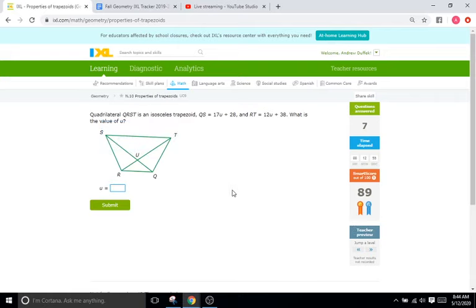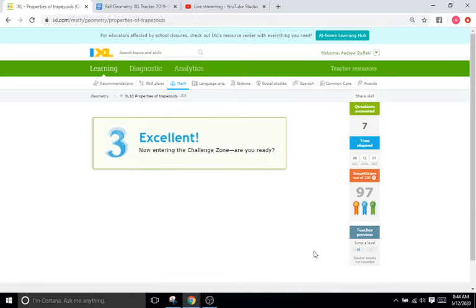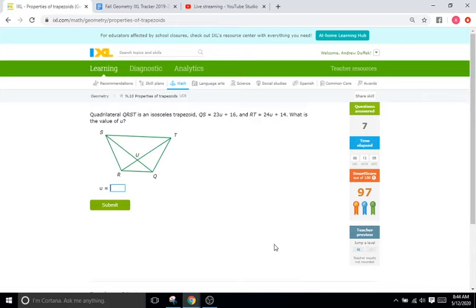Okay, let's see, QS and RT. Yeah, same problem, just different variables. I'm going to jump again to 97. And we have QS and RT. So it looks like that's the end. It looks like that's all you're going to see up until the end of the IXL.